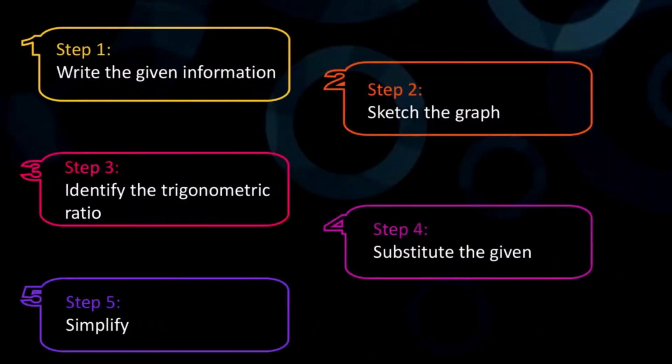Ngayon naman po, pinaliwanag ko na to nung last week po na ating topic, which is the angle of elevation. Since pag nagsasolve po tayo ng word problem in angle of elevation and angle of depression, ito po ang ginagamit kong step by step process, para po masagutan ko siya ng may guide. Okay, step 1, write the given information. Step 2, sketch the graph. Step 3, identify the trigonometric ratio. Step 4, substitute the given. And step 5 is simplify. Okay.